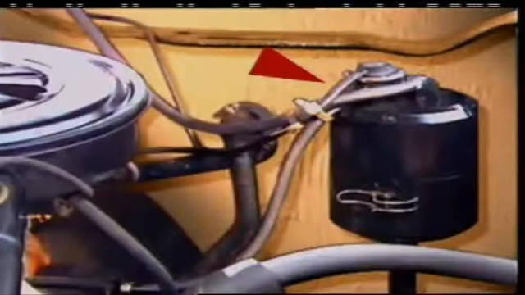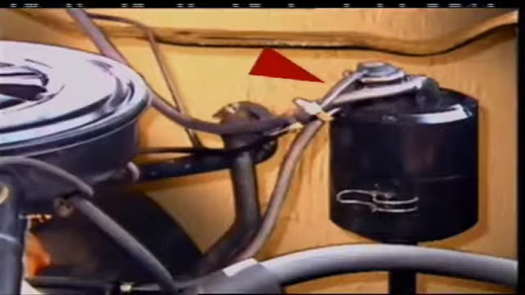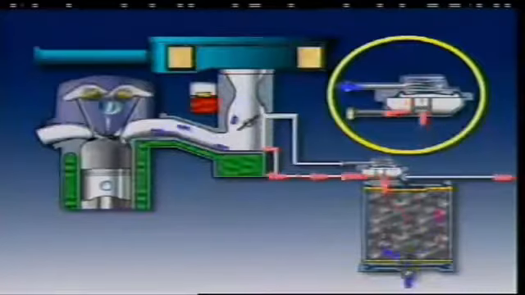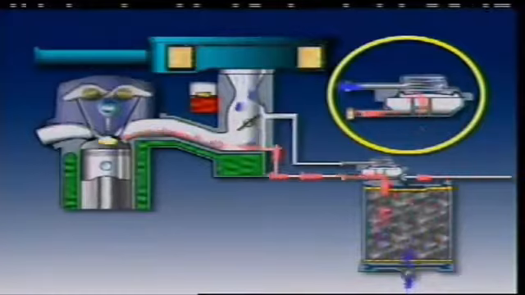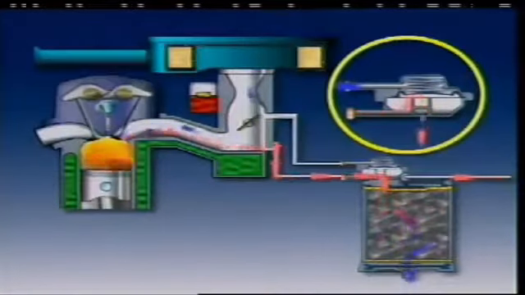An evaporation control system is fitted to modern vehicles to collect and store the hydrocarbon vapors from the tank and the carburetor. Then, when conditions are suitable, these vapors are drawn into the intake manifold and burned as part of the combustion process.